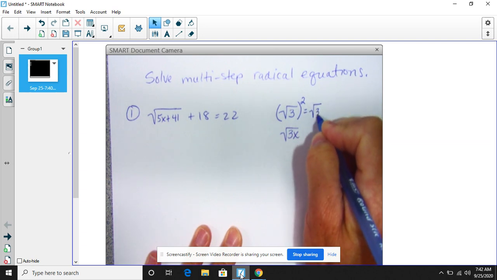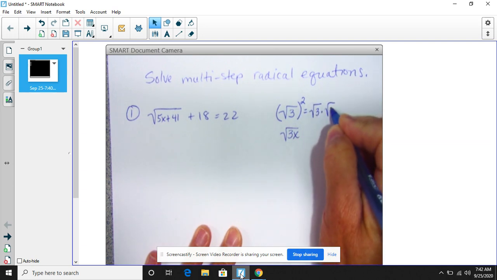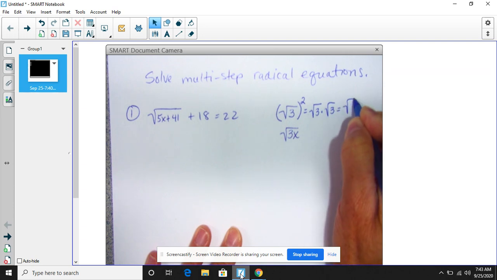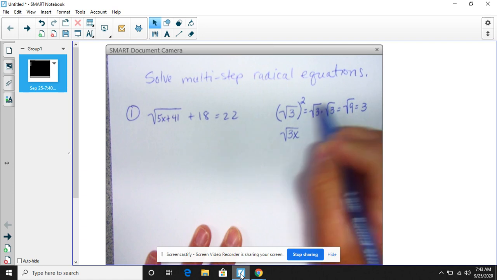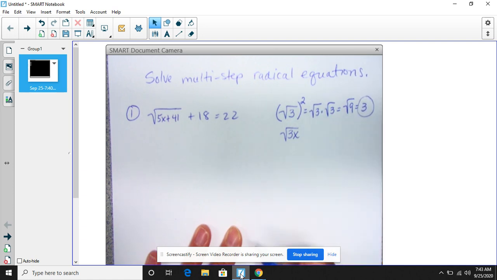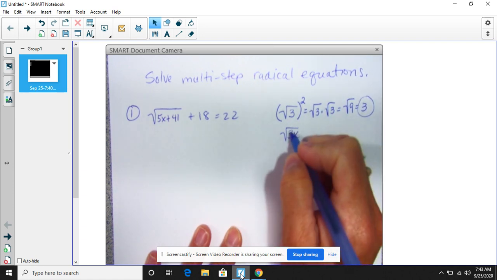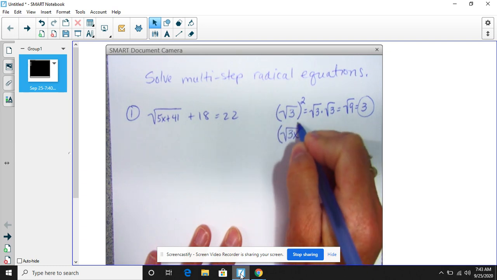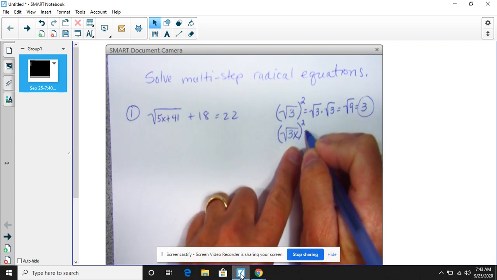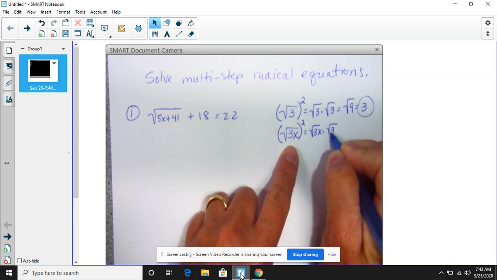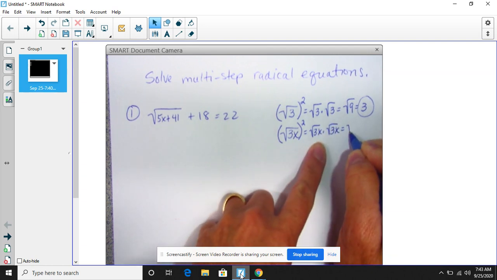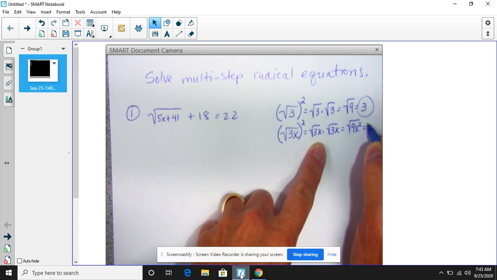The square root of 3 times the square root of 3 is what? It's the square root of 9, which is what? It's 3. So this, if I square it, I can just make it 3. Or if it's the square root of 3x, and I square that, what does that mean? It means the square root of 3x times the square root of 3x, which is the square root of 9x squared, which is 3x, and it gets rid of the radical for me.